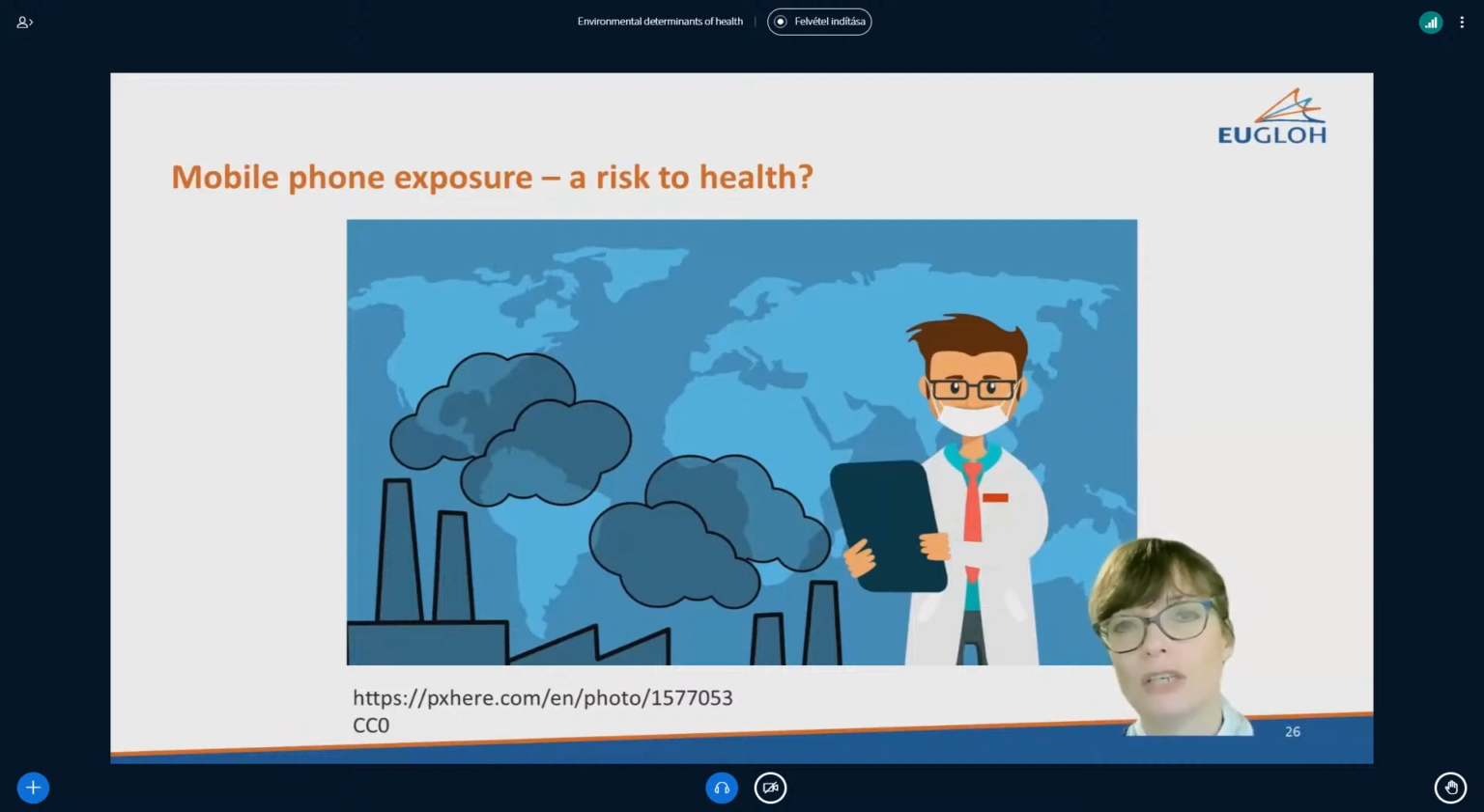As it's used so much, even a very small risk at the individual level would mean a huge effect on global health. And there are many people concerned about the potential health risks of mobile phone exposure, as there are for any new technology. As many children already use mobile phones early on in their life, the exposure could be especially relevant for their health later in life. Thinking again about the life course approach, which we will go into detail a little further in a minute.